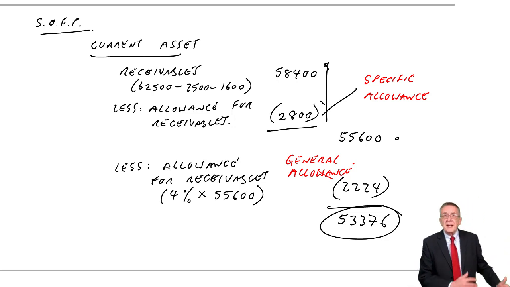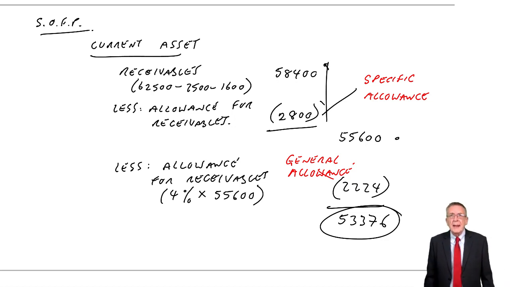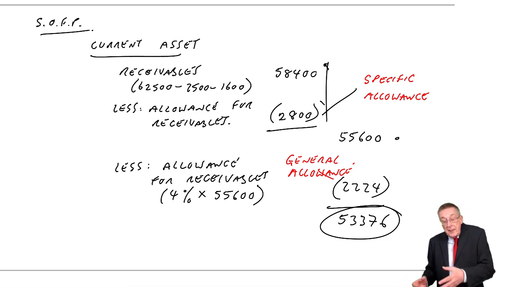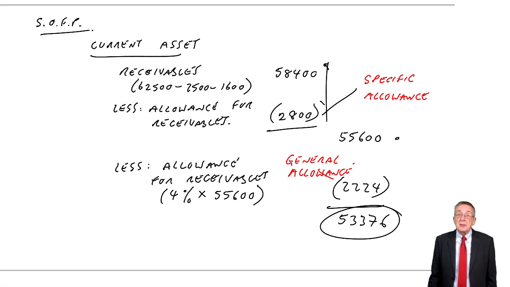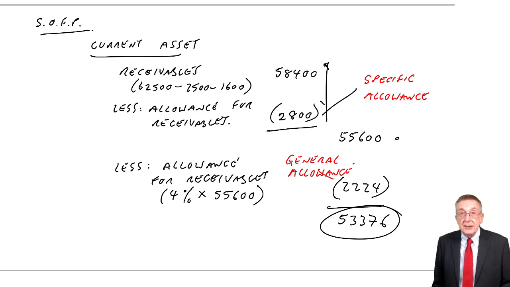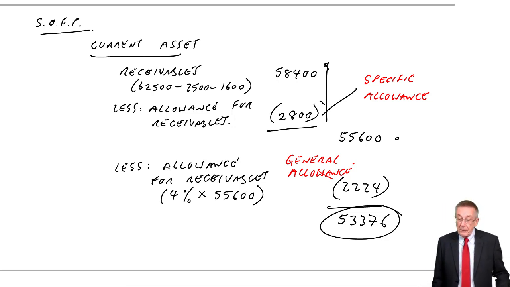You tend to look at what's happened in the past. On average, 4% don't pay, 10% don't pay. It also depends on the economy. If the economy is going badly, perhaps you have a bigger percent. There's more chance of people not paying. Again, there's no rule. In the exam, you will be told the percentage. If there's no mention, then there's no general allowance. Otherwise, you'll be told it's 4%, it's 5%, whatever.